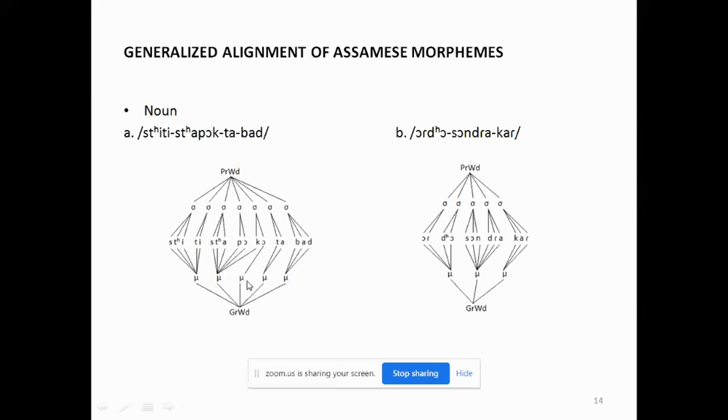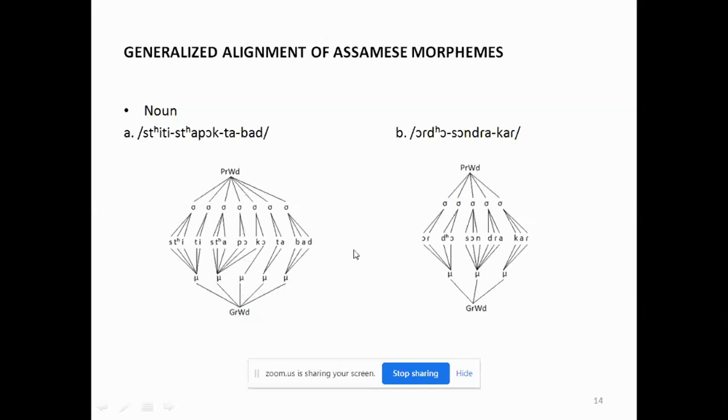Then o is a single segment, and ta remains the same for both the prosodic word and the grammatical word. And vat also remains the same. At the prosodic level we get 7 segments, and at the grammatical level only five segments, and they are meaningful. Therefore we can say that for the word titisthapakotavat, the prosodic structure does not coincide with the grammatical word.